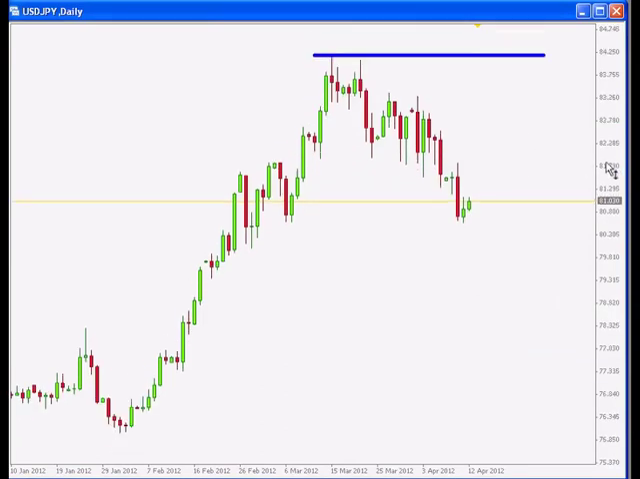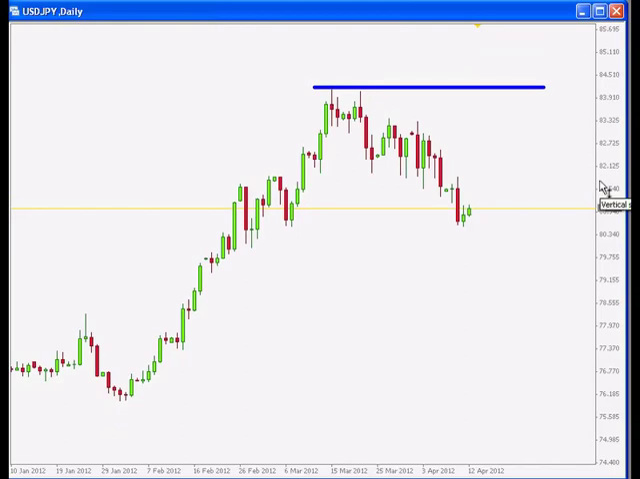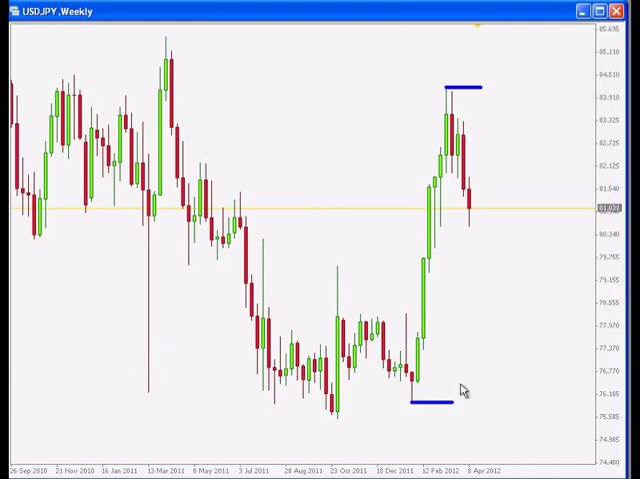I mentioned in a previous video that I like to color code my levels of support and resistance. There is also this low level here. I'm going to also mark it in blue, even though that level may also be found on the weekly time frame. Let's take a look at the weekly time frame. Even though in the weekly time frame I kind of like this level better.